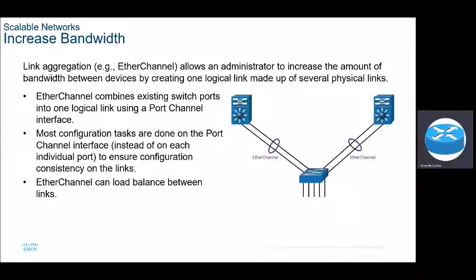An EtherChannel can load balance between the links. And also, of course, spanning tree treats it as one link, and so it won't be disabled. So this would be a switching loop if they were separate, but because they're bound together in an EtherChannel, they're treated as one link.